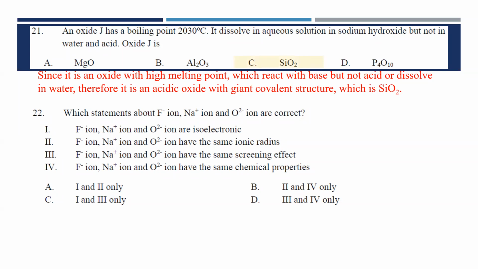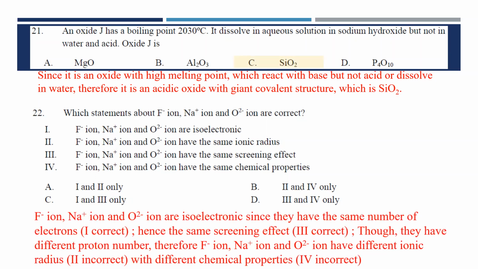Number 22, which statement about F minus, Na plus, O2 minus are correct? So in here, you expect that F ion, Na plus ion, and O2 minus ion are isoelectronic since they have the same number of electrons, hence the same screening effect. Though because they have a different proton number, therefore the F ion, Na ion, and O2 ion have different properties. Okay, so that is why they have different chemical properties. So the fact that F minus, Na plus, and O2 minus are isoelectronic is correct.